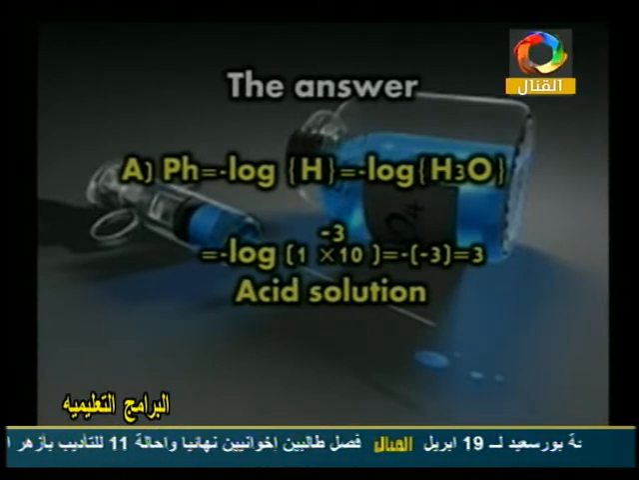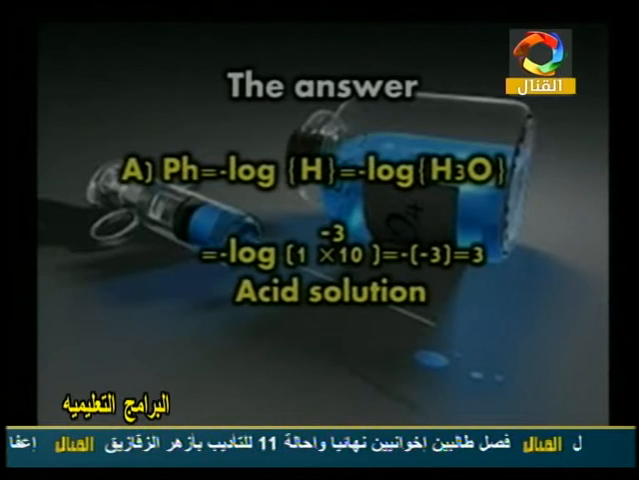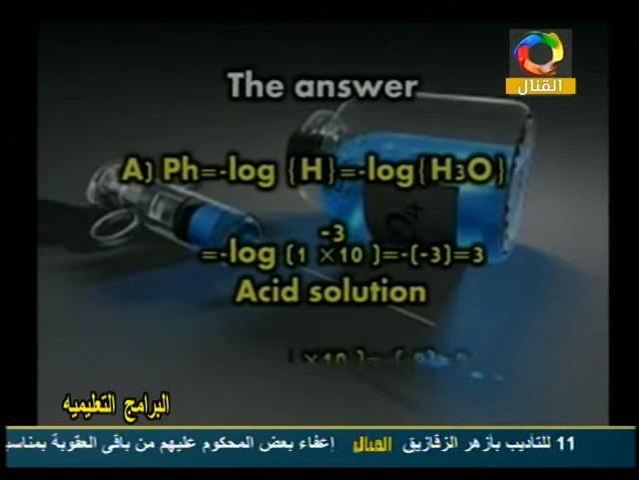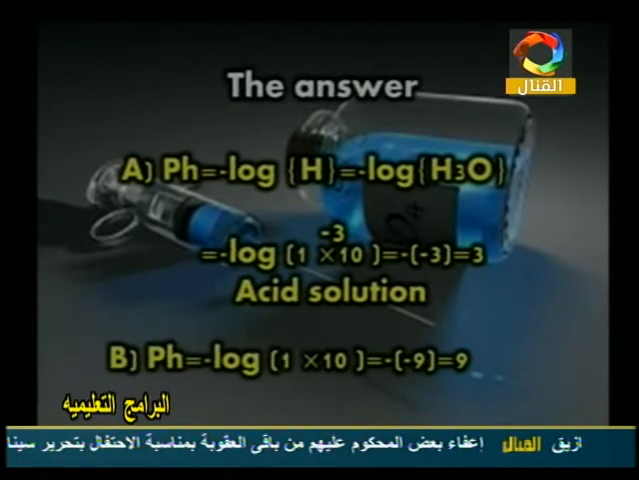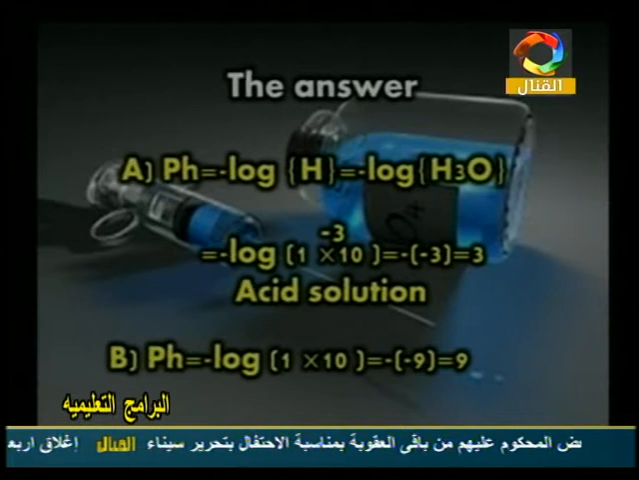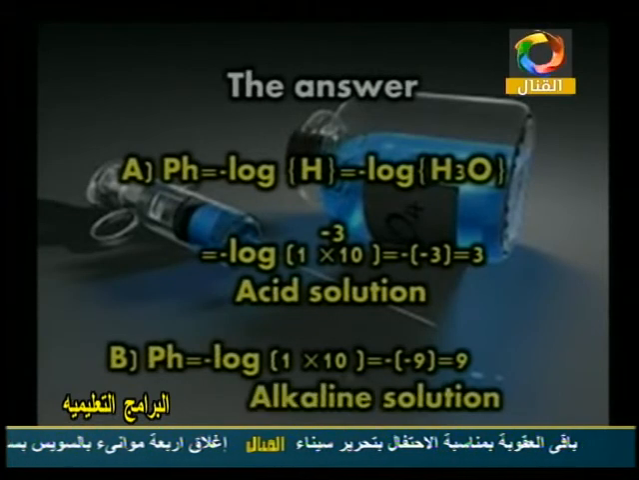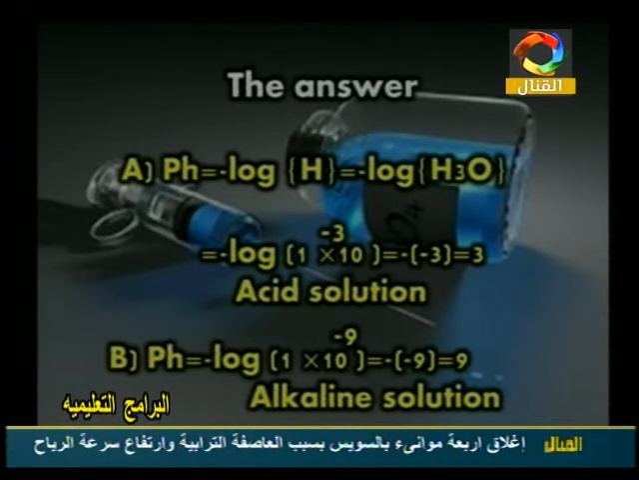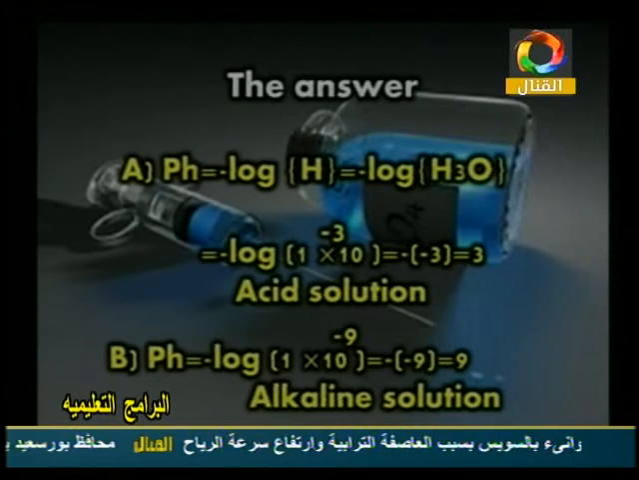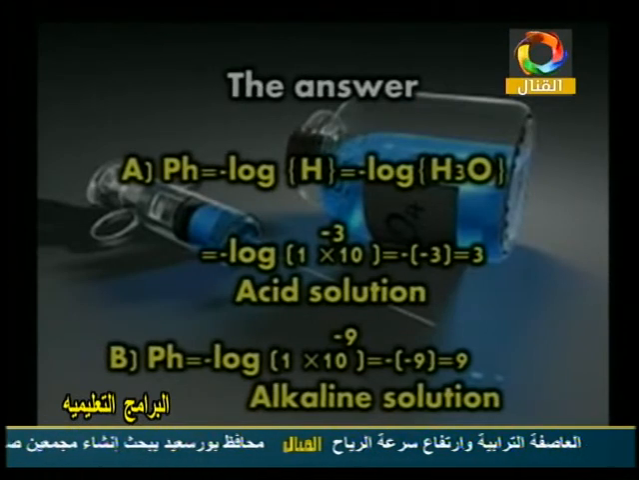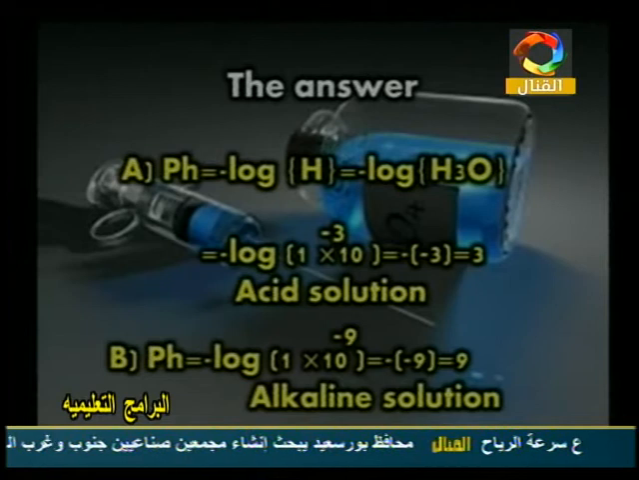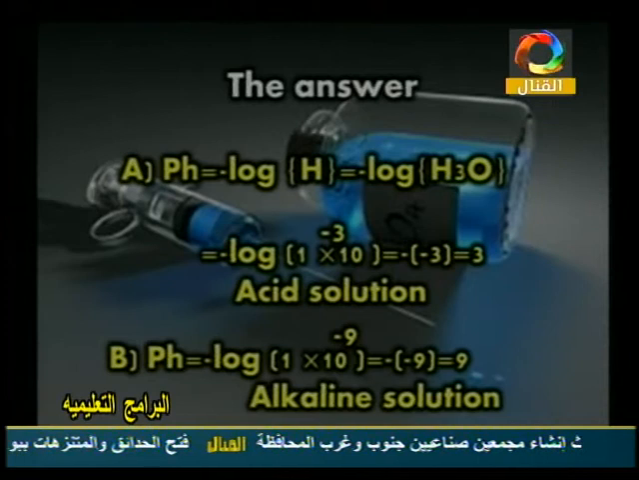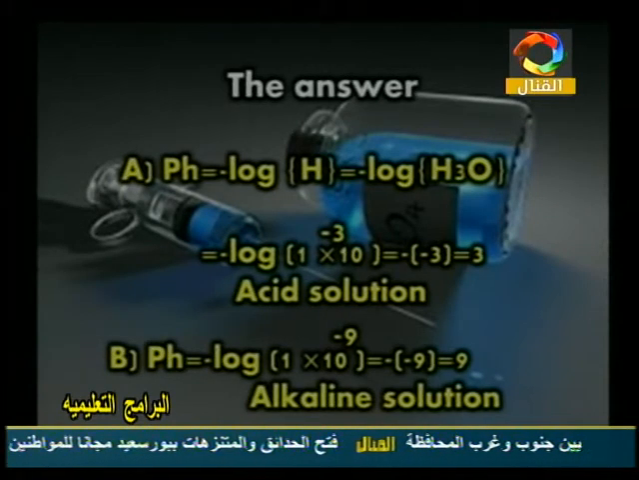Then negative log of 1 by 10 power negative 3 equals negative of negative 3, equals 3. Do you know what the 3 is? Less than 7. Less than 7, it means what? Acidic solution. Important to find this. Another one: pH equals negative log of 1 by 10 power negative 9, equals negative of negative 9, equals 9. More than 7, alkaline solution. So don't forget you have an important law. Write the law, find the answer easily. Acidic is less than 7. Alkaline is more than 7.